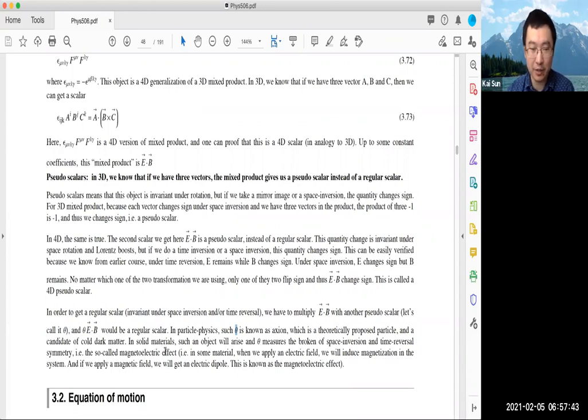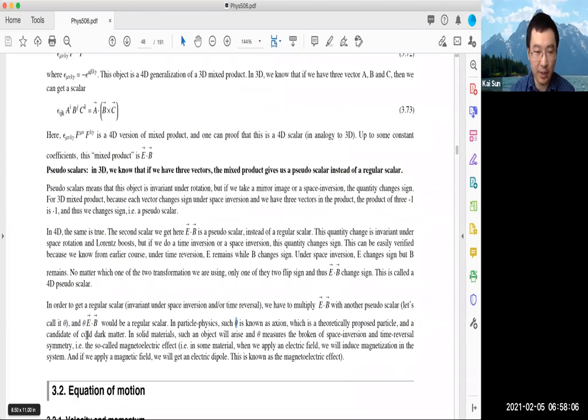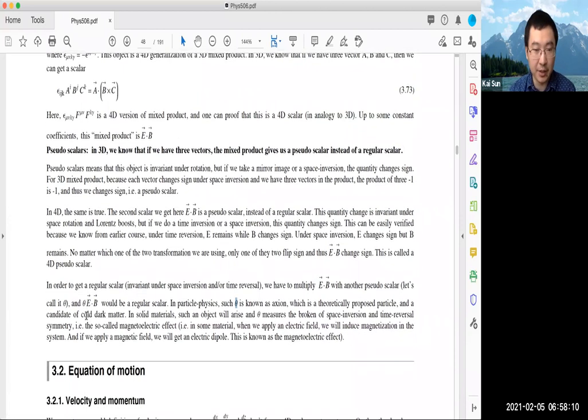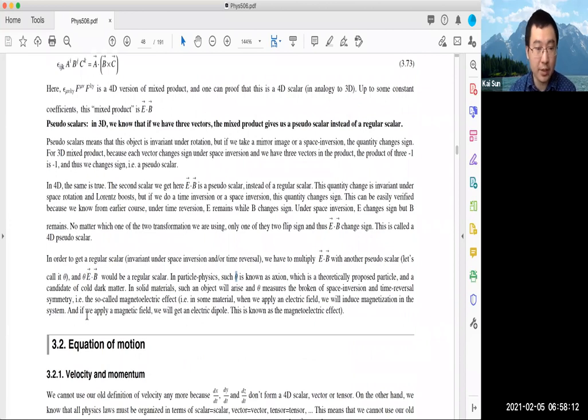And the magnetoelectric effect is induced by this theta term, and the strength of that effect is measured by the coefficient of this theta term. Nevertheless, this is one way to compensate and make the whole object a scalar. To get a regular scalar, we need a pseudoscalar to multiply with it. We will probably come back to briefly discuss this in the next chapter when we discuss the Lagrangian formalism. Okay, so that's all about E and B field.